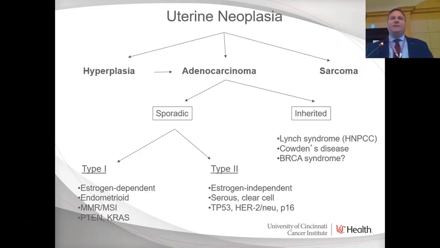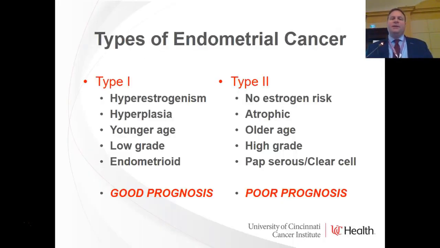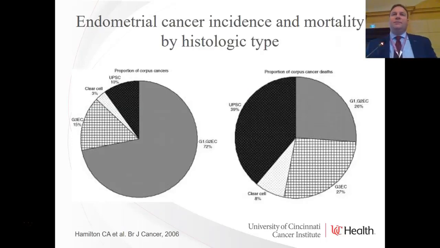But among the adenocarcinomas, there are type 1 and type 2 tumors. Type 1 are more common, tend to be associated with excess estrogen exposure, usually have hyperplasia as a premalignant phenotype, present generally in younger patients, and tend to be low grade with endometrioid histology and a better prognosis. Type 2 endometrial cancers, on the other hand, are generally not associated with estrogen exposure, more likely to occur in older women in the setting of atrophy, and more likely to be high-grade tumors. Serous and clear cell histologies are more common, and generally are associated with a worse prognosis.